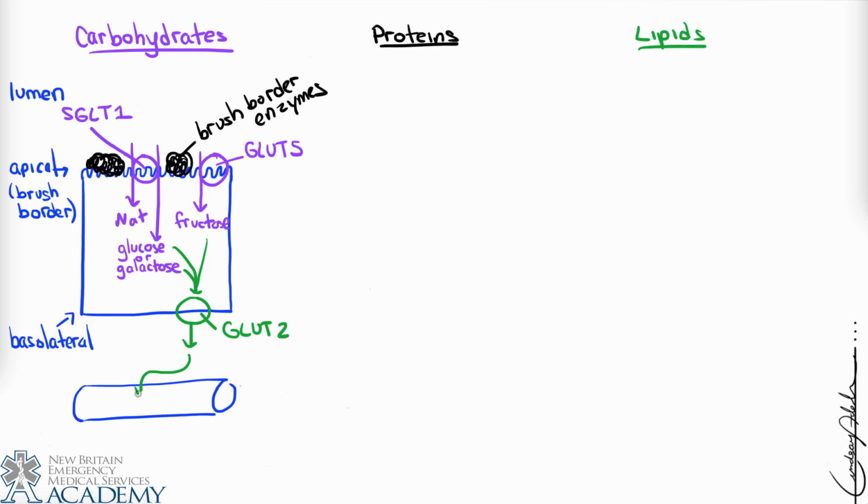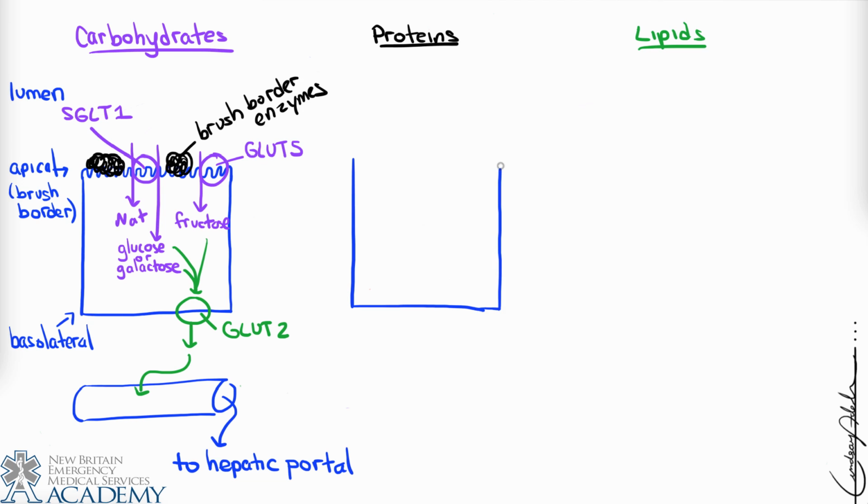And the GLUT2 transporter allows for the movement of these monosaccharides across the basolateral surface into the ECF, and ultimately will collect in the capillaries that will deliver the nutrients to the hepatic portal vessel. And obviously there's more to say about what happens in terms of nutrient utilization, but we'll talk about that in a separate video. So let's talk a little bit about the proteins, and we'll notice some similarities here.